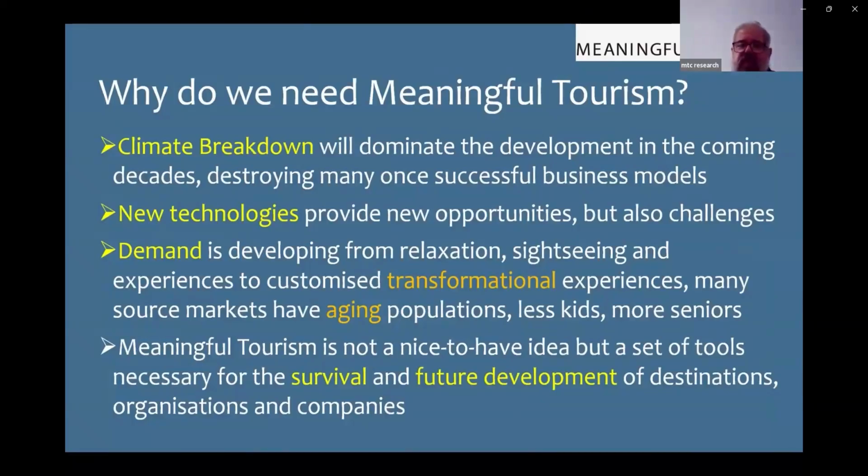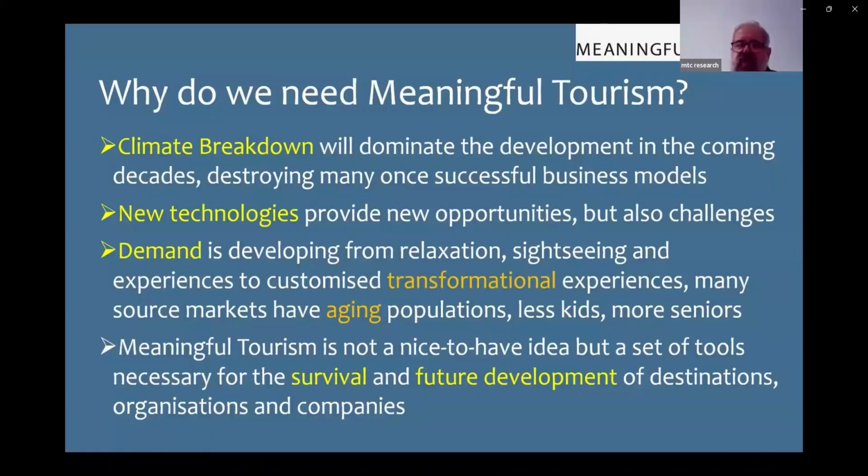We see people now asking for transformational experiences, and also we see that many of the source markets are aging societies, where we have fewer kids and more older, healthy people. As I said, I just came back from China, and in China the number of marriages and the number of children born has been halved within the last decade, which is unheard of for demographic developments.